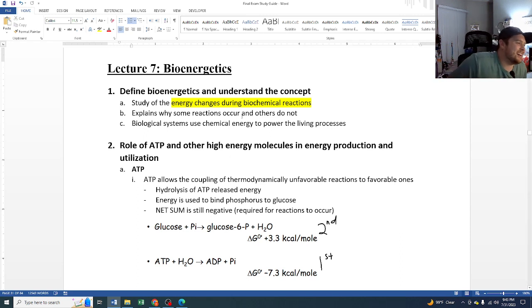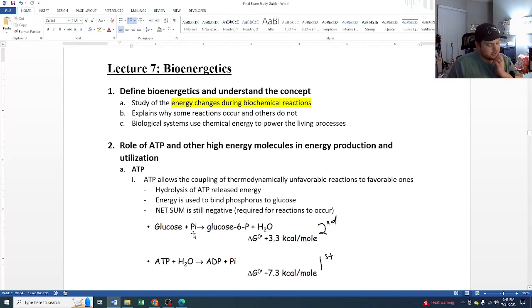Okay. The different biological systems are going to use chemical energy to power different living processes. We're also going to get a little bit into endergonic versus exergonic. It's kind of referring to heat production.